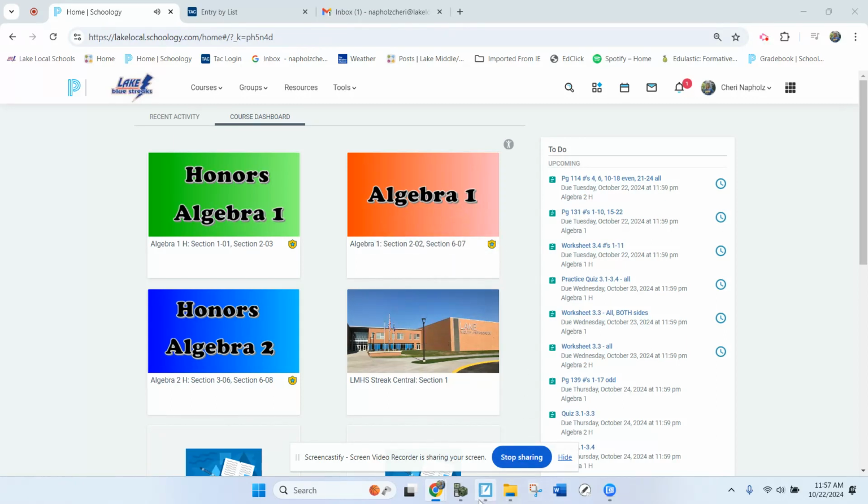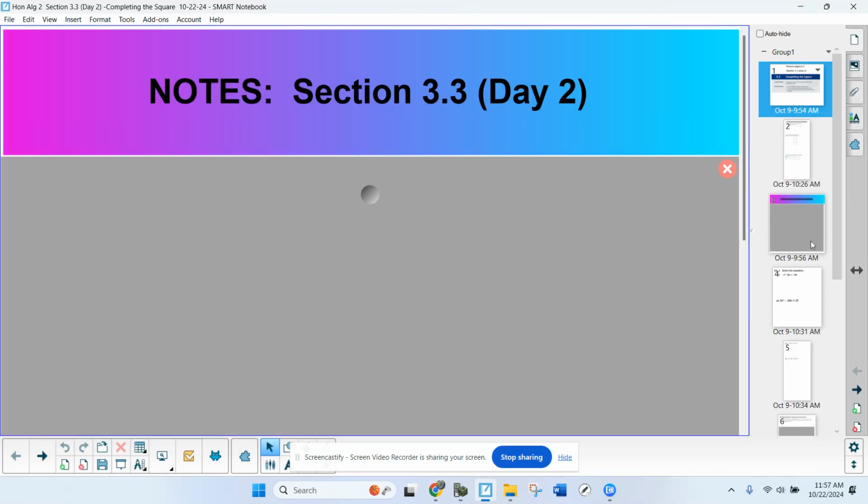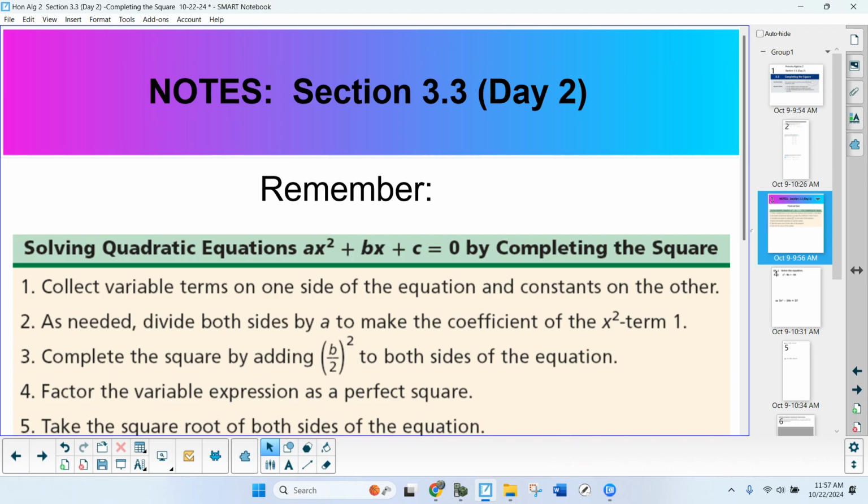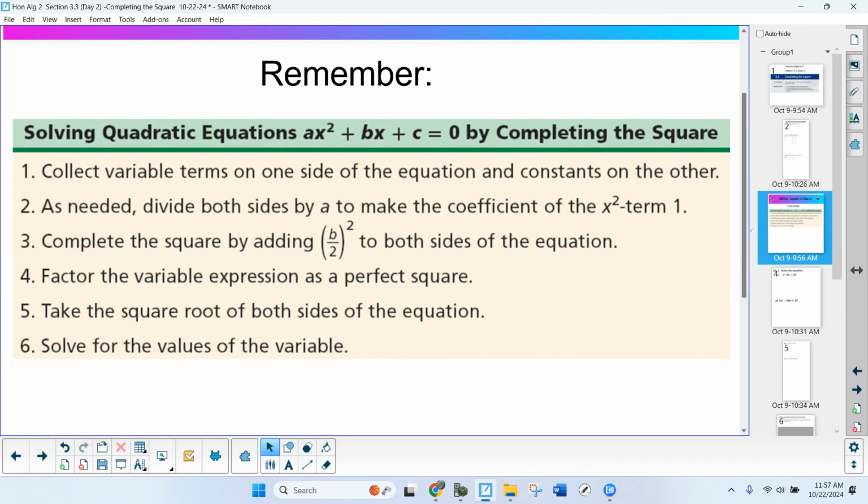All right, so just as a reminder, step one, get all the variables on one side, constants on the other. Step two, which we will need today, as needed, divide both sides by a to make x squared 1. Step 3, complete the square by adding half of b squared to both sides of the equation. Factor, take the square root, and solve.